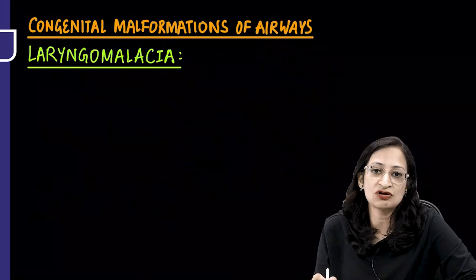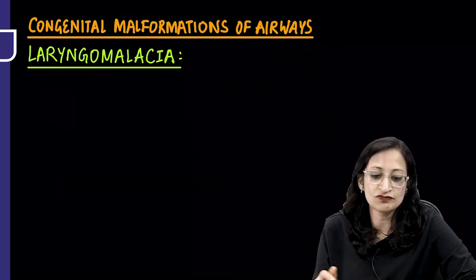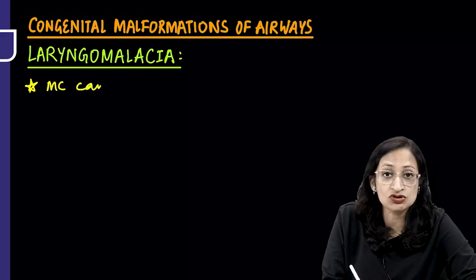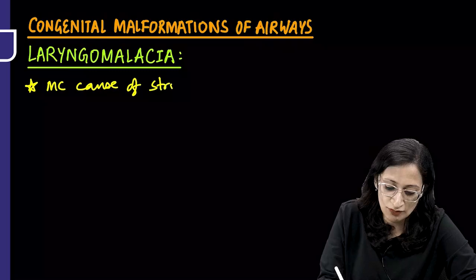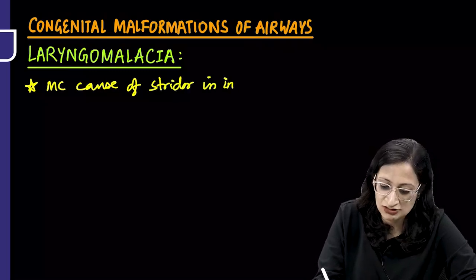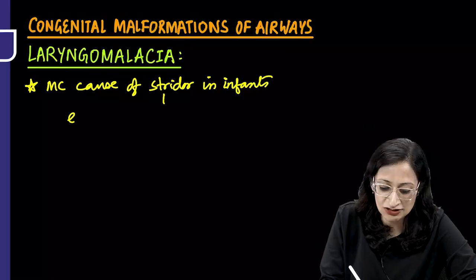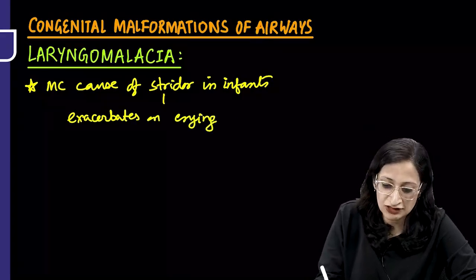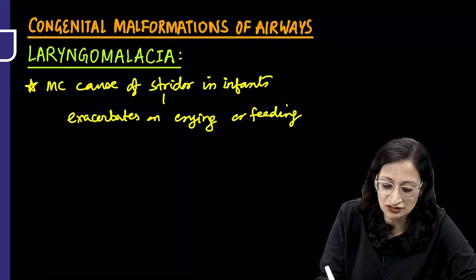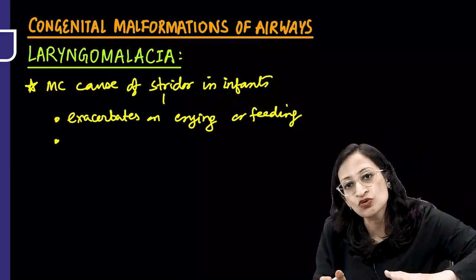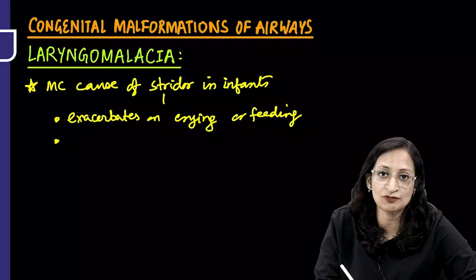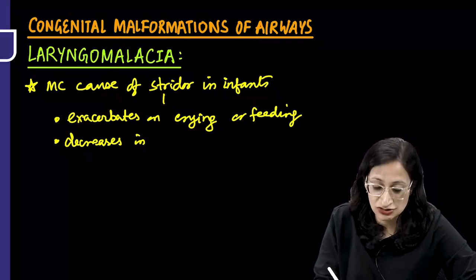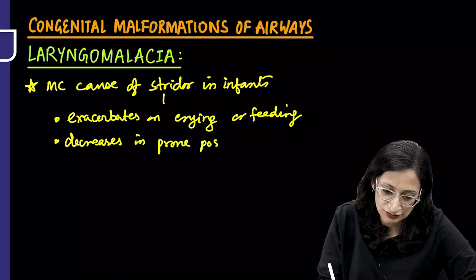Now discussing some of the congenital malformations of the airway. One of them is laryngomalacia. Laryngomalacia is the most common cause of stridor, or noisy breathing, in infants. The stridor exacerbates on crying, feeding, or when the child is agitated, but it decreases when the child is placed in the prone position, because due to gravity the airway is kept open.